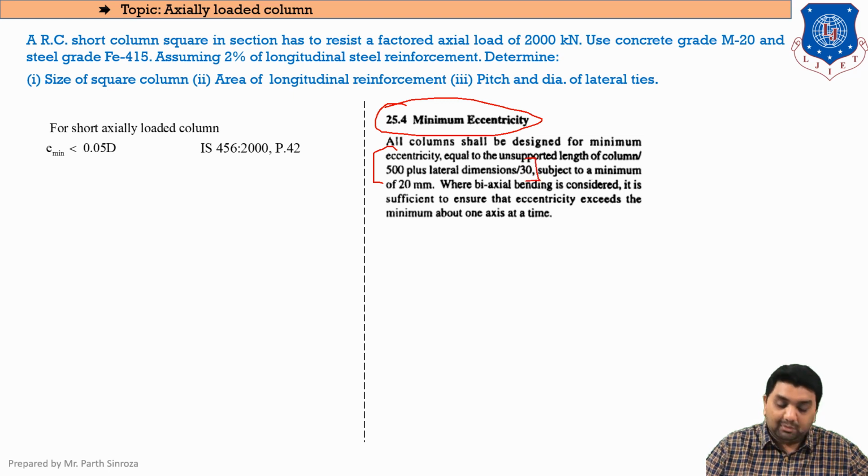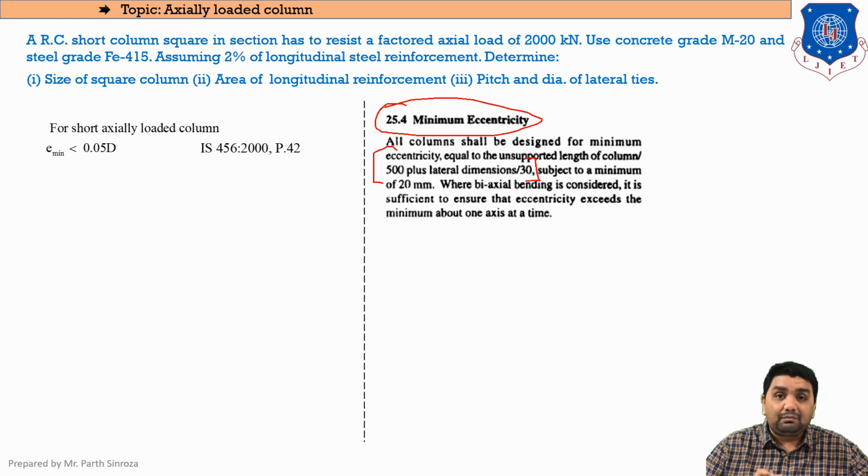So this is our equation to find minimum eccentricity. The equation is unsupported length of column divided by 500 plus lateral dimension divided by 30, and subject to a minimum of 20 mm. It is mentioned that it has to be a minimum of 20 mm. If the value, using this equation, comes out to be less than 20 mm, then we'll always be taking the value to be 20 mm. But in this case there is a limitation.